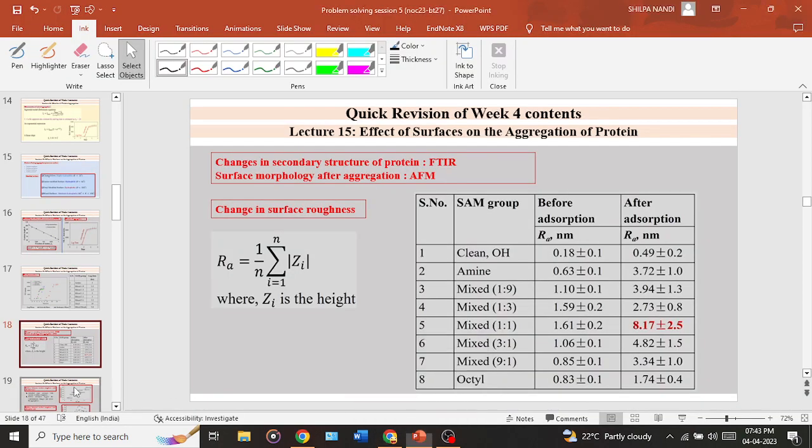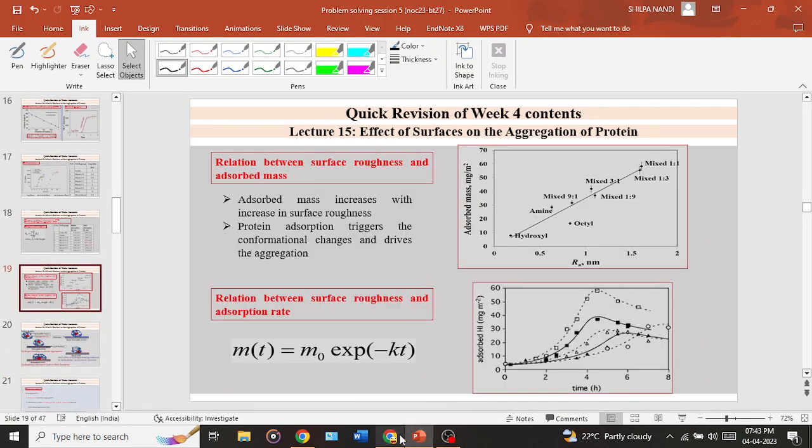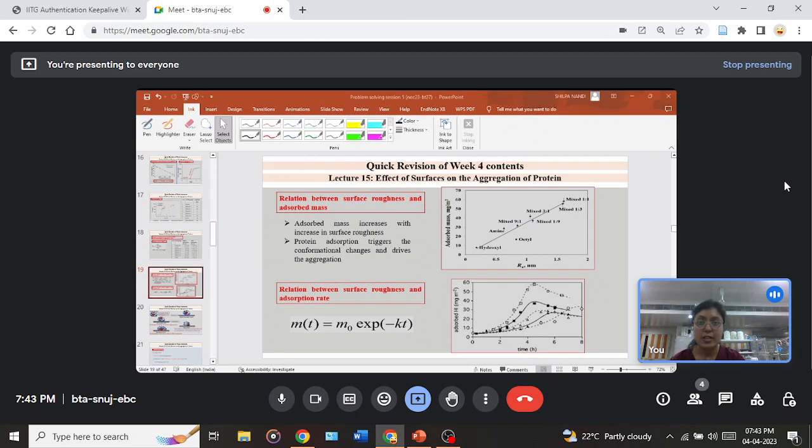Next we'll move on to what was taught in this lecture 15. We also saw the relation between the surface roughness and adsorbed mass. So basically, what happens when the adsorbed mass increases? If there is an increase in surface roughness, it will automatically increase. Also, protein adsorption triggers conformational changes and drives the aggregation.